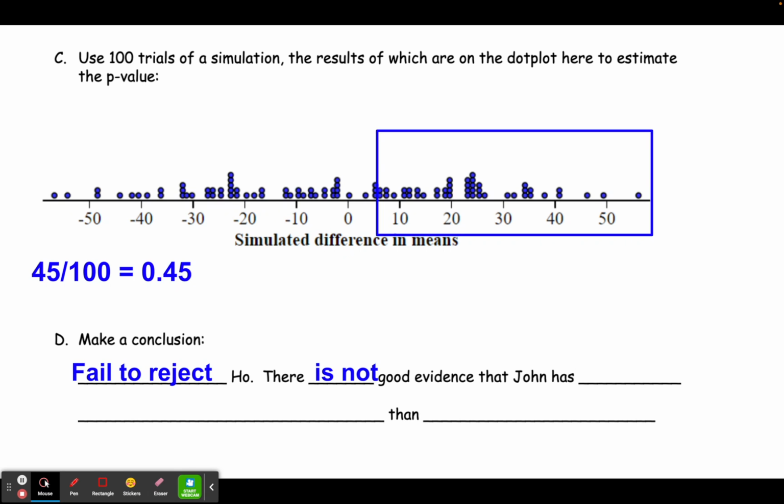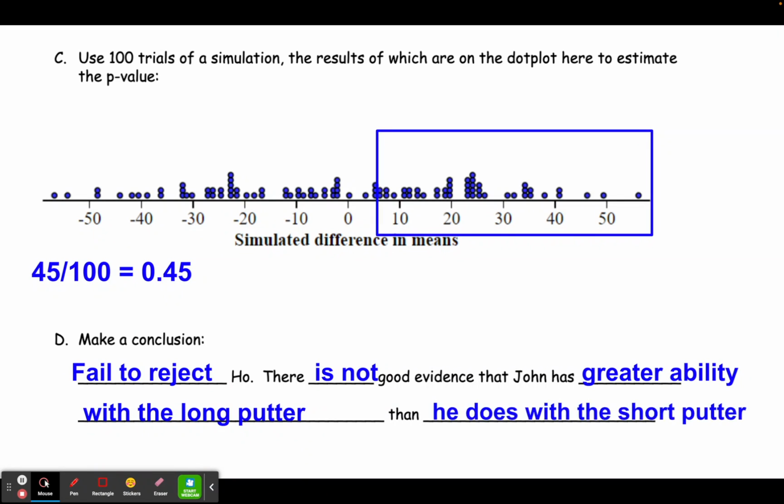There is not good evidence that John has greater ability with the long putter than he does with the short putter.